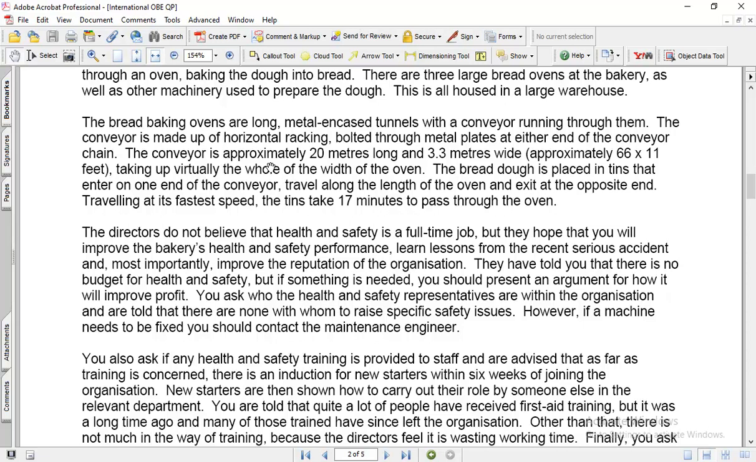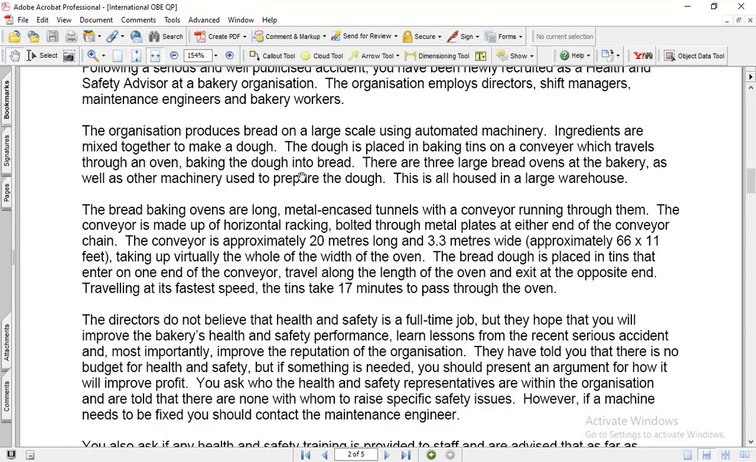So we are generally discussing the bakery organization, the number of ovens, the length and width of the oven, and the time that is required for the bread to be prepared. In these 2 paragraphs, we didn't get any information regarding health and safety. We just have information regarding the bakery organization.